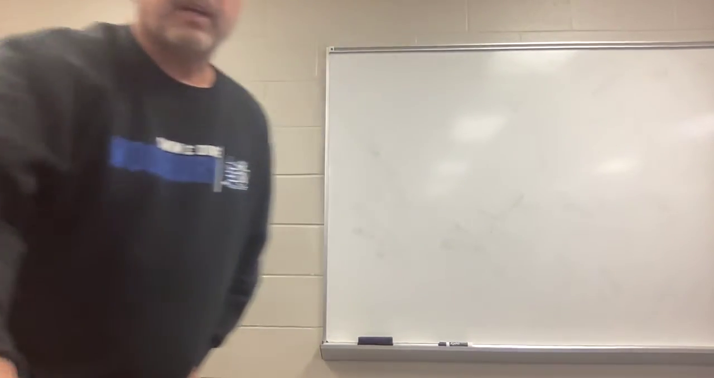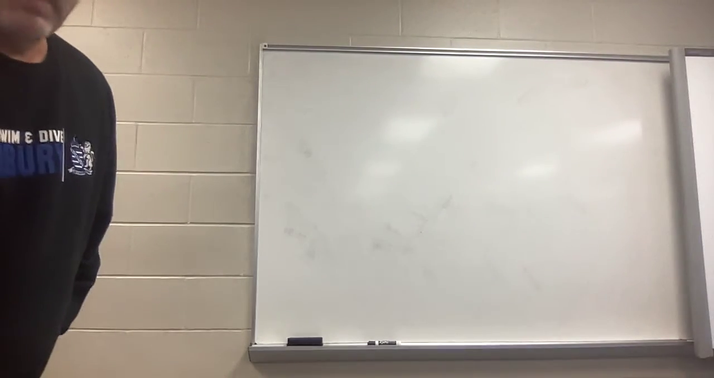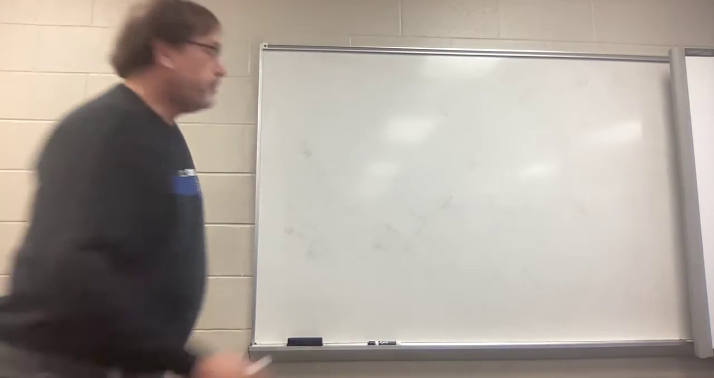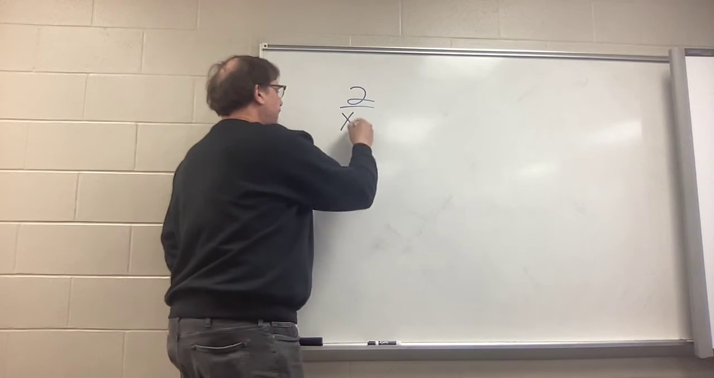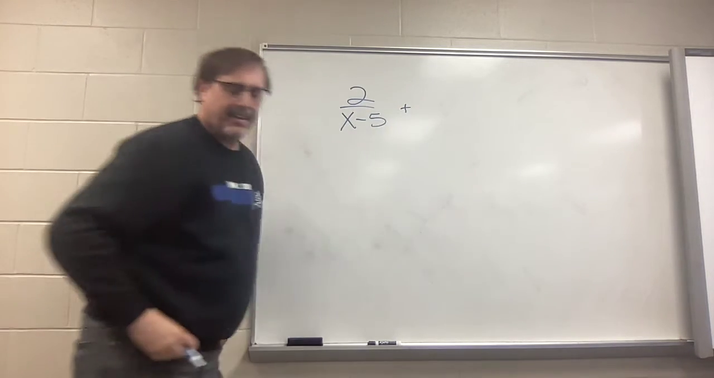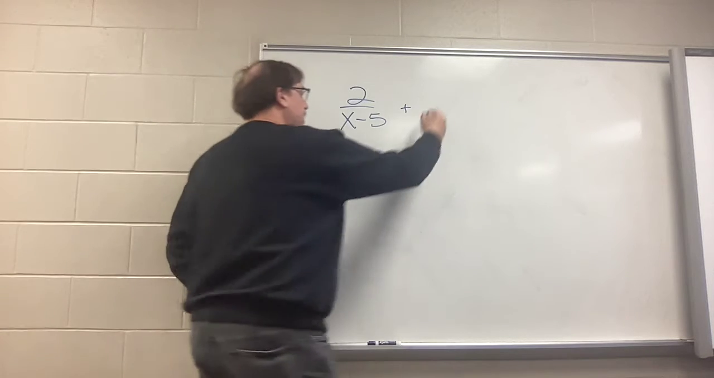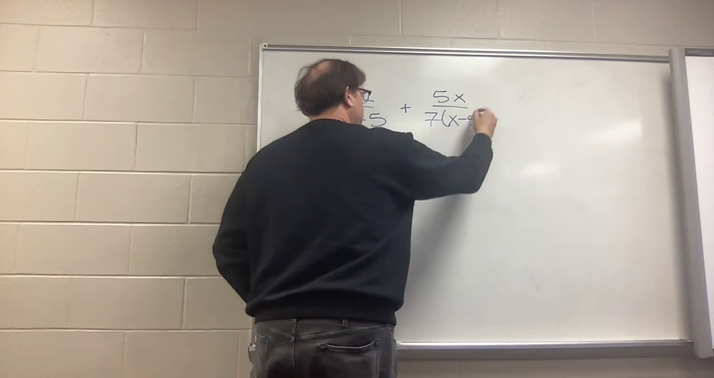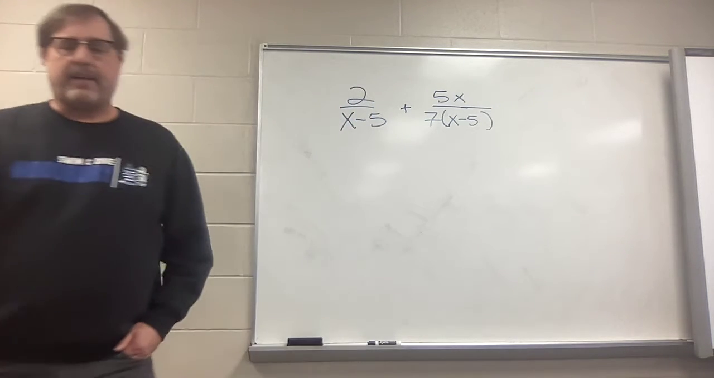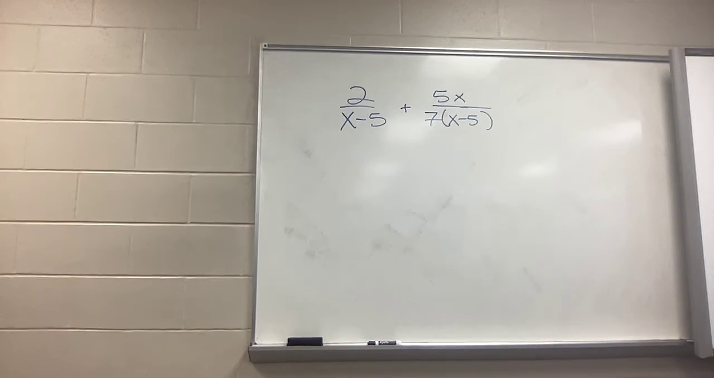Right, those at home, we have done a couple elementary school fractions, and here we go. Would you please all write down 2 over x minus 5, and I'd like you to add that to 5x over 7 times the quantity x minus 5. All right. Darn it, those do not have, say it for our friends that are home, common denominators, and we need common denominators.